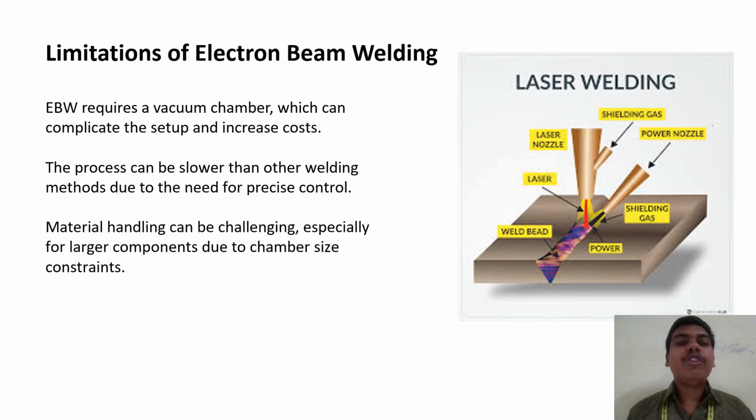Limitations of electron beam welding. Electron beam welding requires a vacuum chamber, which complicates the setup and increases the costs. This process is slower than other welding methods due to the need for precise control. Material handling can be challenging, especially for large components, due to the chamber size.